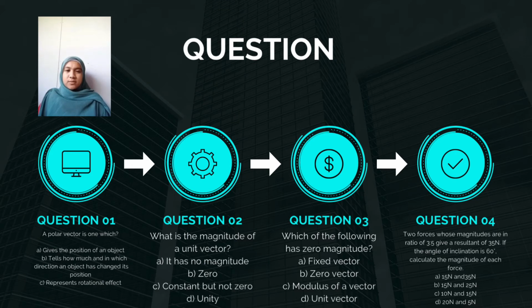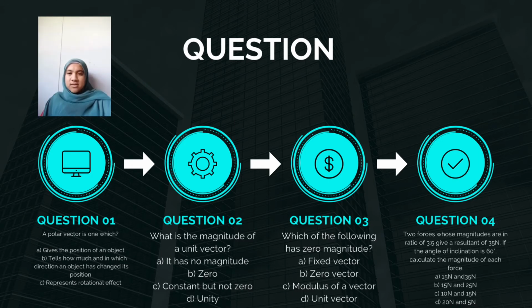Question number 4. Two forces whose magnitudes are in the ratio of 3:5 give a resultant of 35 Newton. If the angle of inclination is 30 degrees, calculate the magnitude of each force. A. 15 Newton and 30 Newton. B. 15 Newton and 25 Newton. C. 10 Newton and 15 Newton. And D. 20 Newton and 5 Newton.